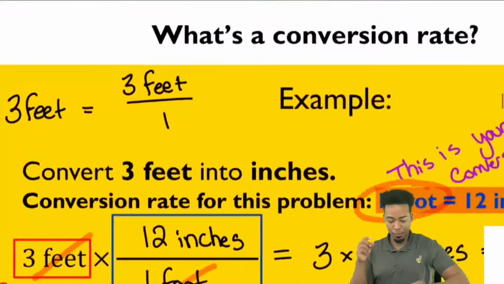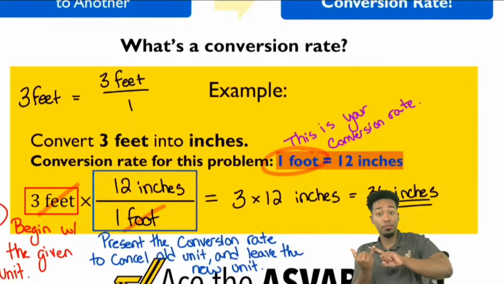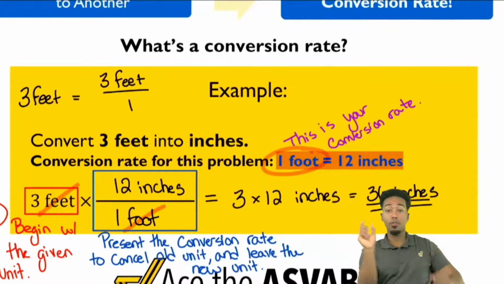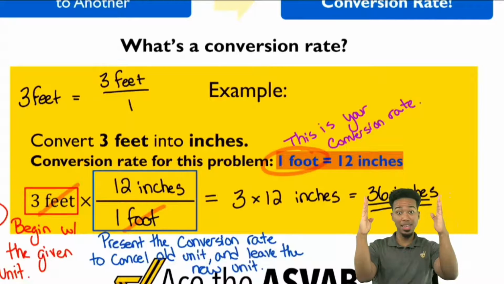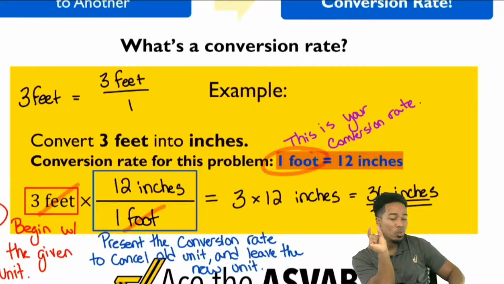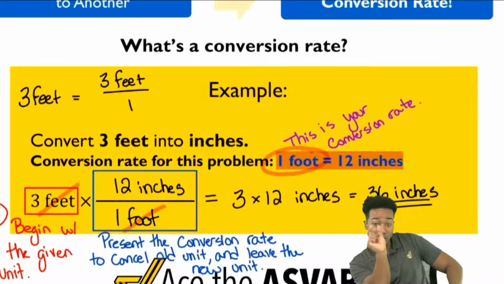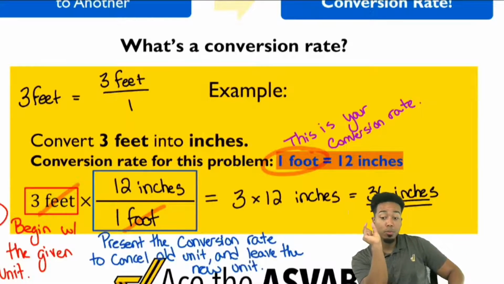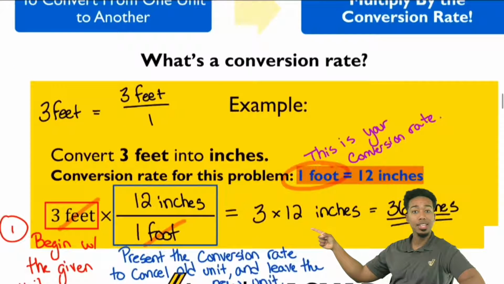Everybody, in this first example, there's so much clutter, but still, we're starting with feet and we're converting to inches. From feet to inches, I'm going from a big unit, feet, to a smaller unit, inches. So what am I supposed to do again? Starting with feet and going down to inches, I'm supposed to multiply. Is that what happened here?